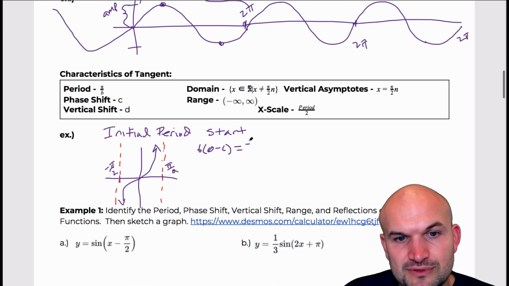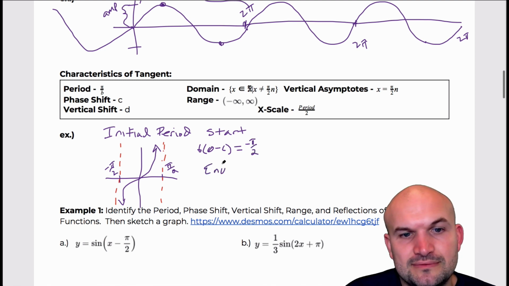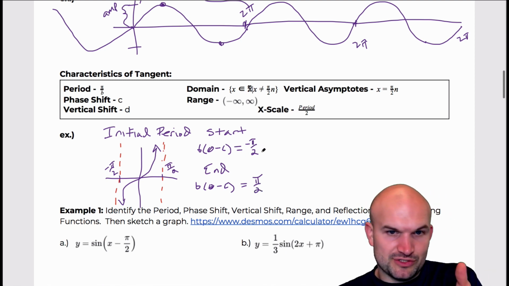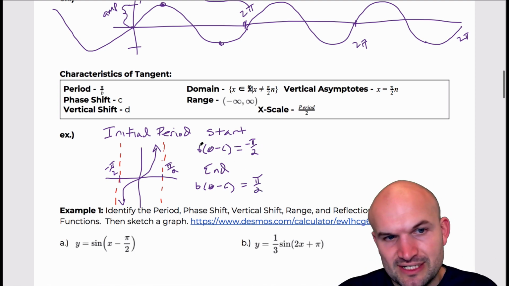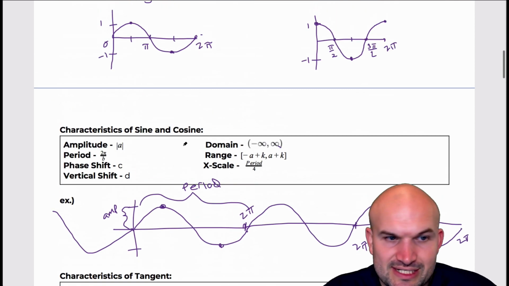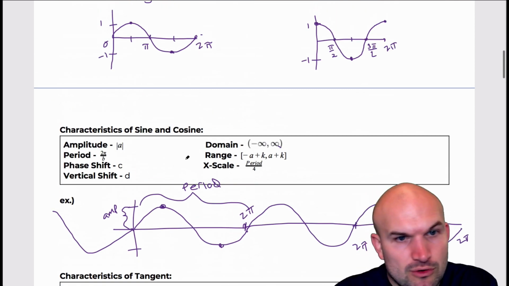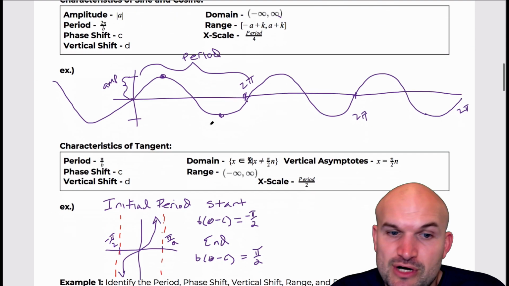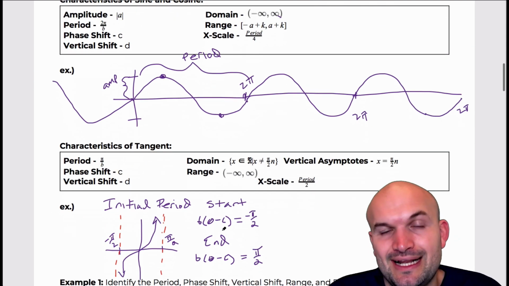And then set that equal to negative pi halves. And then to find the end, we're going to take b theta minus c, and then set that equal to positive pi halves. So therefore, what you can do is you can see the difference. Now, again, this is when you have a b and a c. A lot of times, if you just know what the c is, like a c is 1 or pi, then you know where the graph got shifted. But sometimes it's not as easy as that.